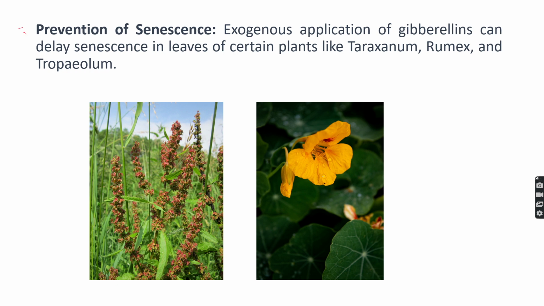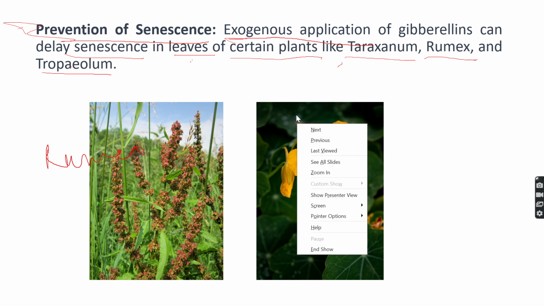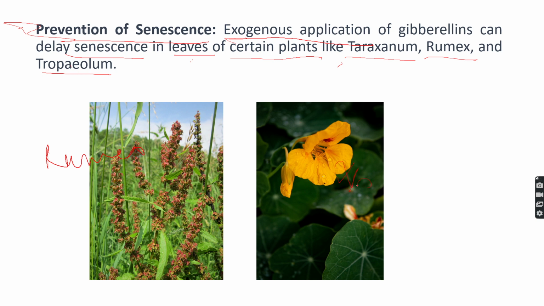The third important role of gibberellin is the prevention of senescence. Gibberellin is responsible for acting against the senescing hormones such as abscisic acid and ethylene. So exogenous application of gibberellin can delay senescence in leaves of certain plants like taraxacum, rumex and tropaeolum. This is a rumex plant, and this is tropaeolum, which is alternatively known as nasturtium.